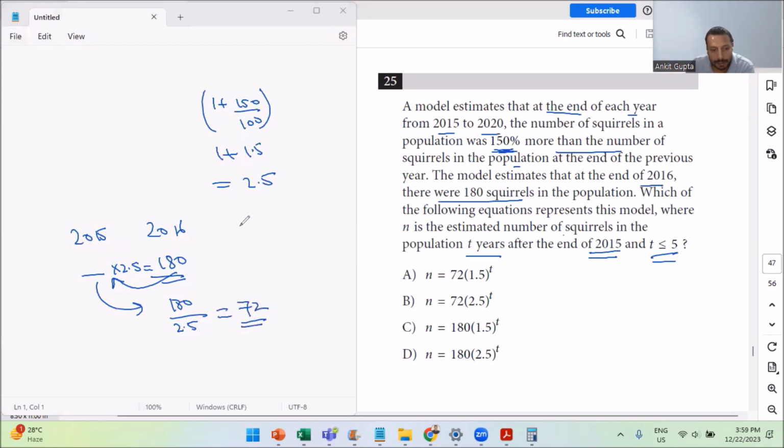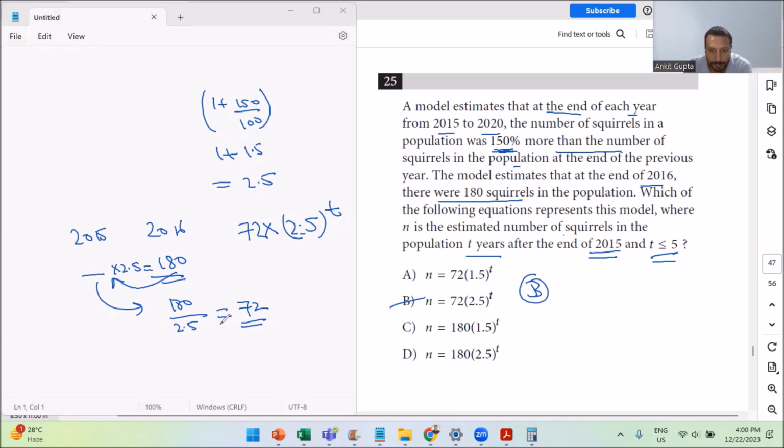So we can write the equation as 72 multiplied by the factor with which it is increasing every year. So 2.5 raised to the number of years, which is equal to t. So the answer will be option B in this case. Again, a lot of trap answers are given to you.